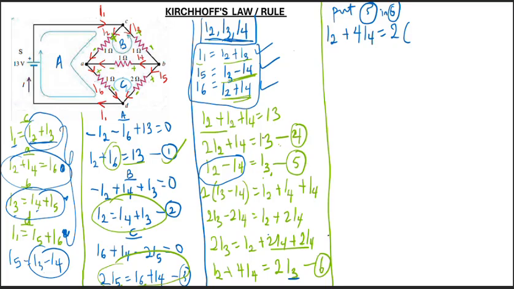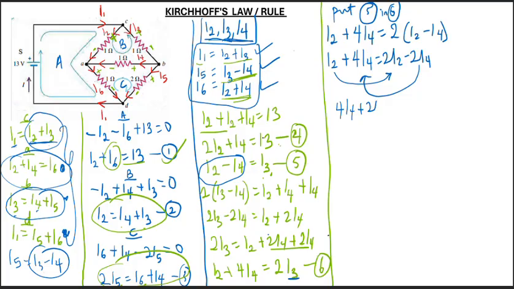My I3 is I2 minus I4, and solving this I have I2 plus 4I4, which is equals to 2I2 minus 2I4. Now resolving this, carrying I2 to the other side and carrying 2I4 to the other side, I will have 4I4 plus 2I4, which is equals to 2I2 minus I2, and then this gives me 6I4, which is equals to I2.